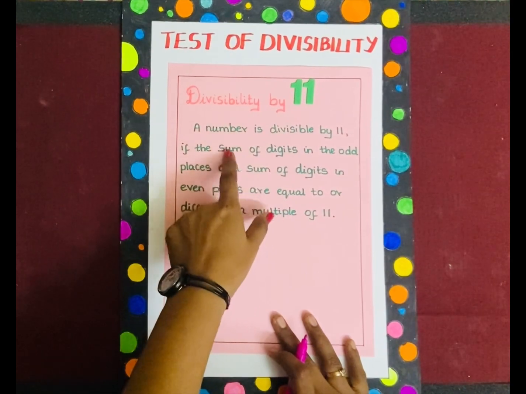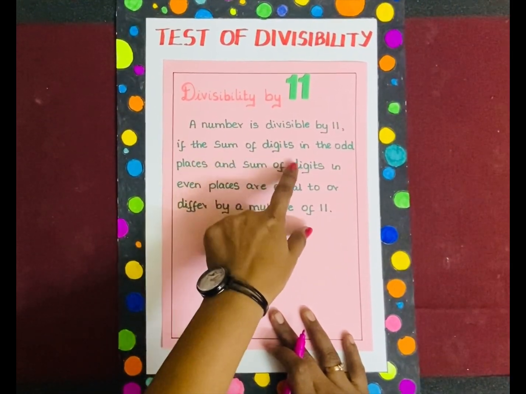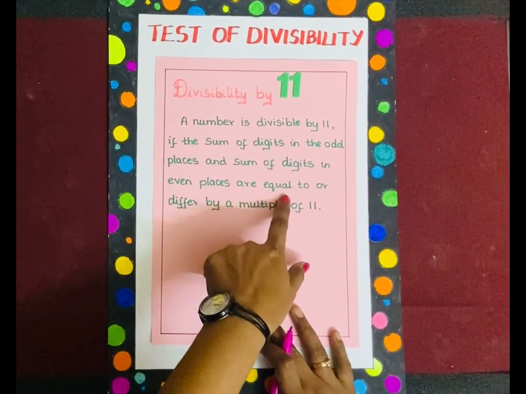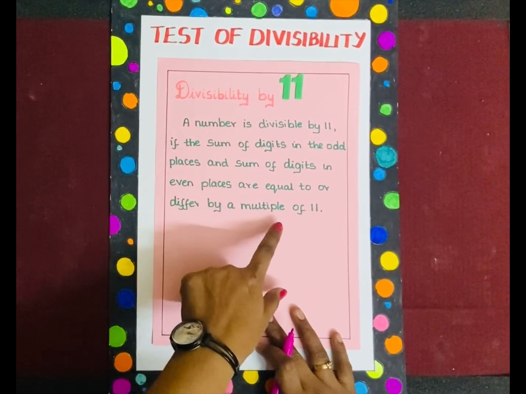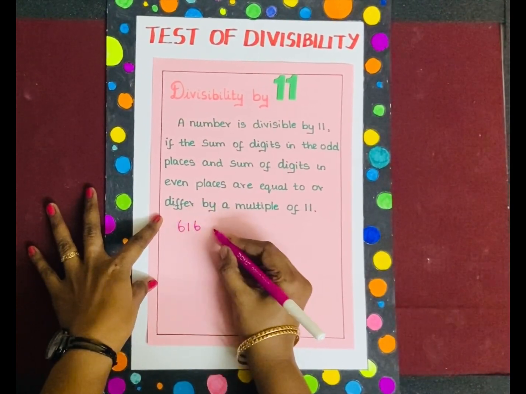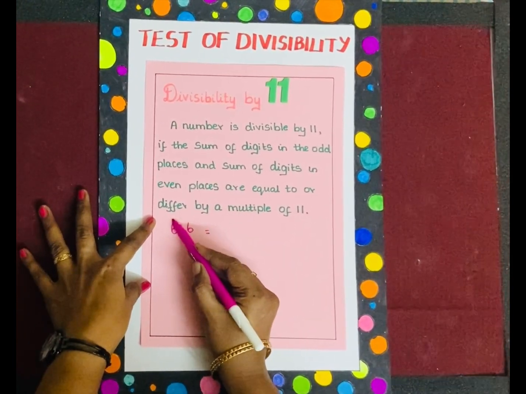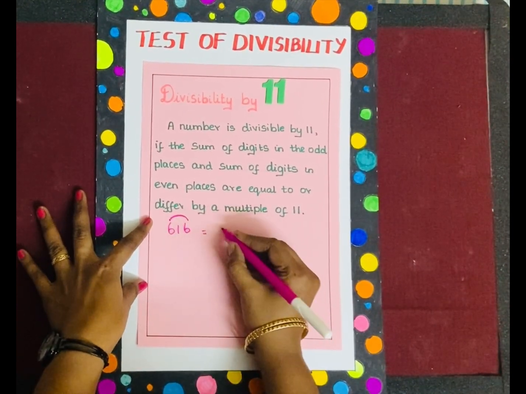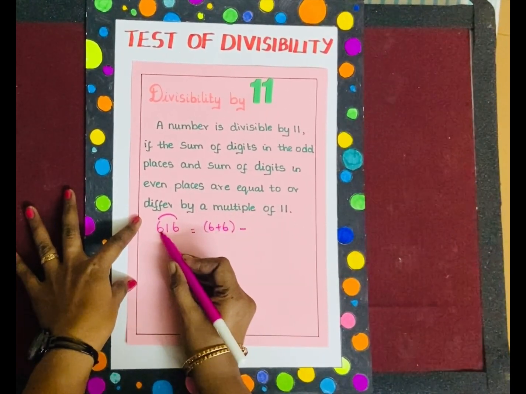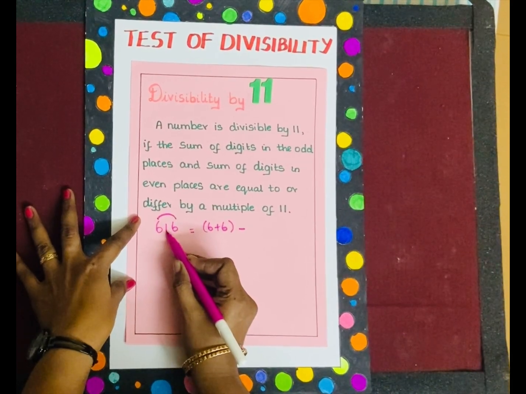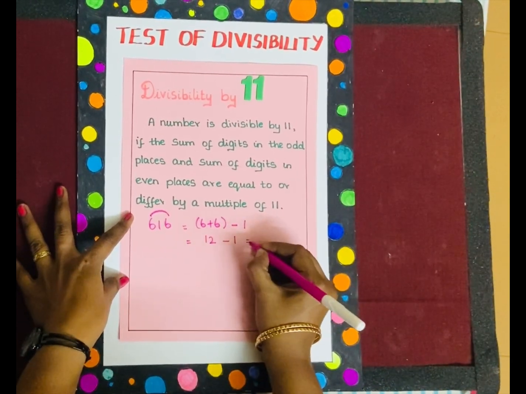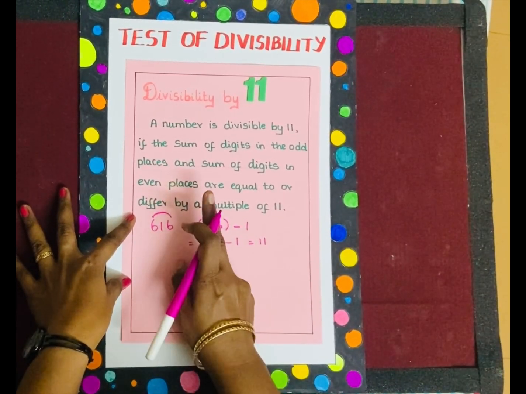Divisibility by 11. A number is divisible by 11 if the sum of the digits in the odd places and the sum of the digits in the even places are equal or differ by a multiple of 11. For example, 616. First we find the odd places: 6 plus 6, minus the even place. This is the first number, second number, third number. So the even place, minus 1. 6 plus 6 is equal to 12. 12 minus 1 is 11. So 616 is divisible by 11.